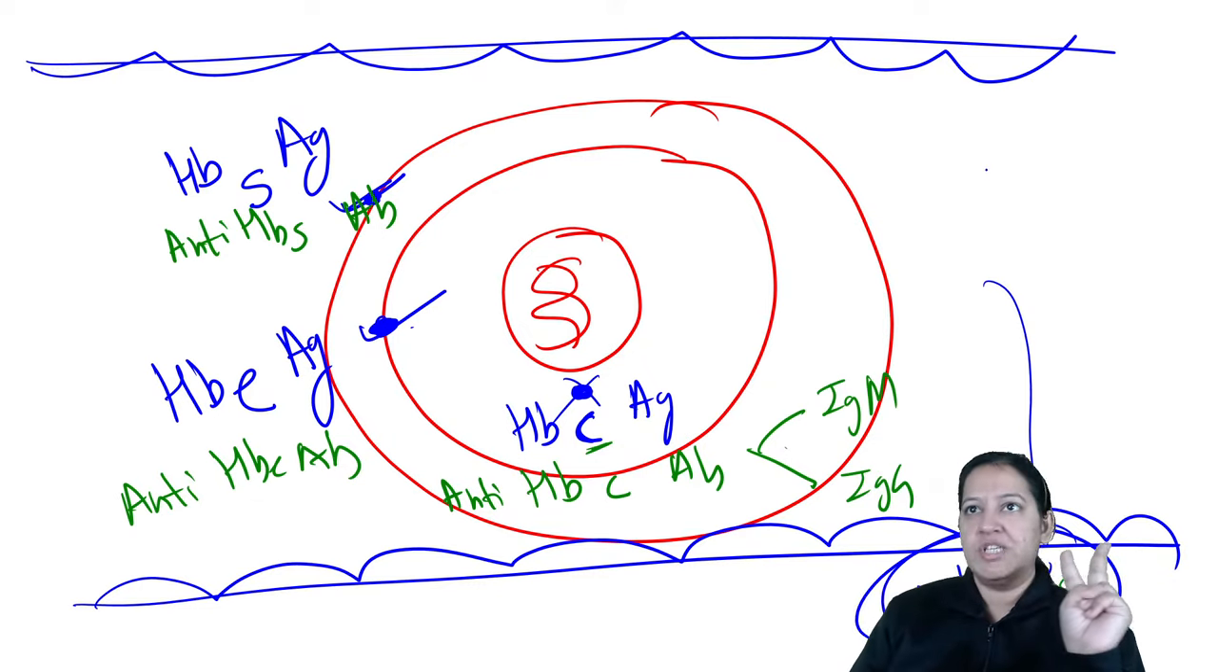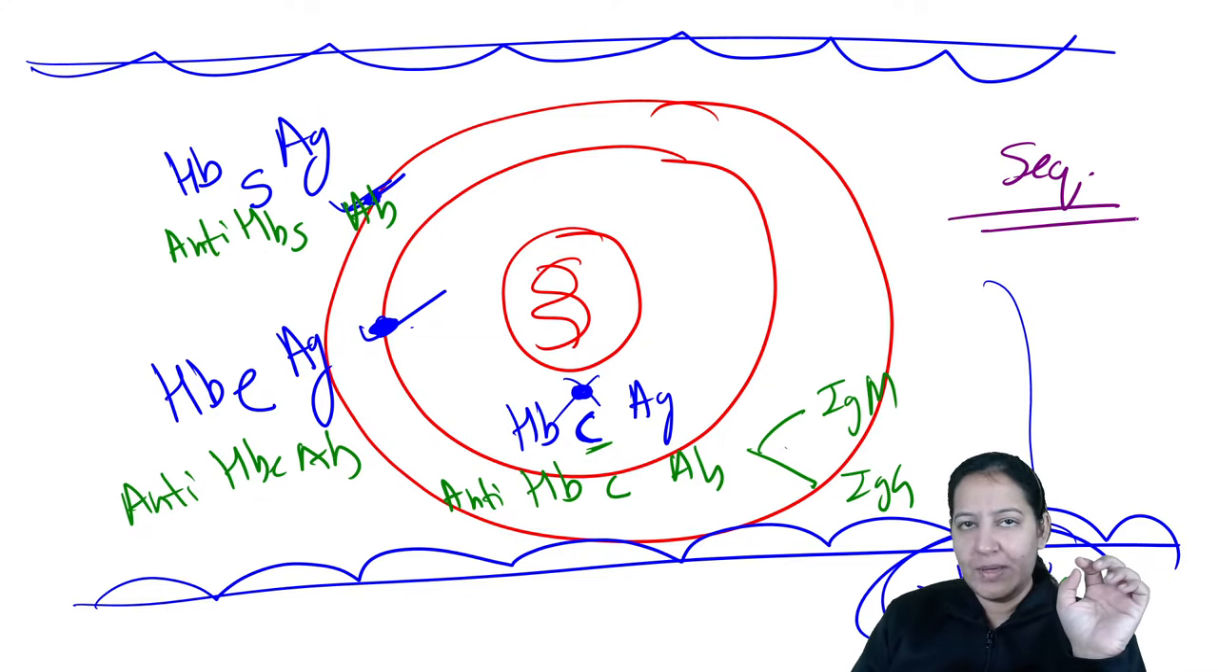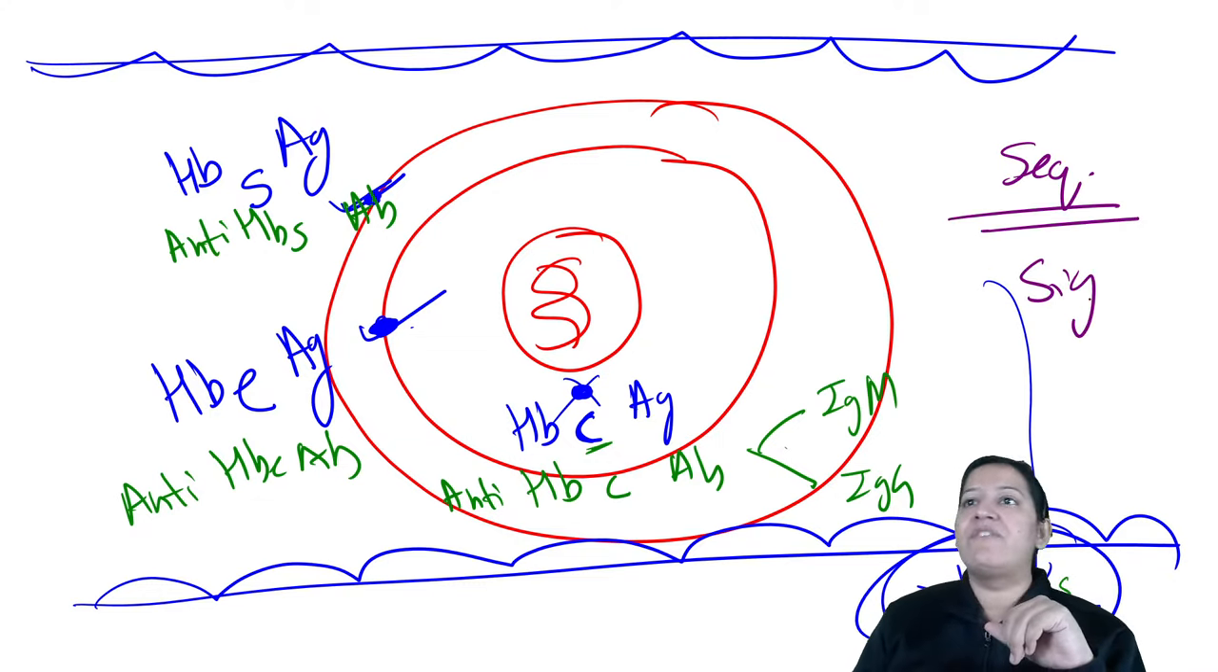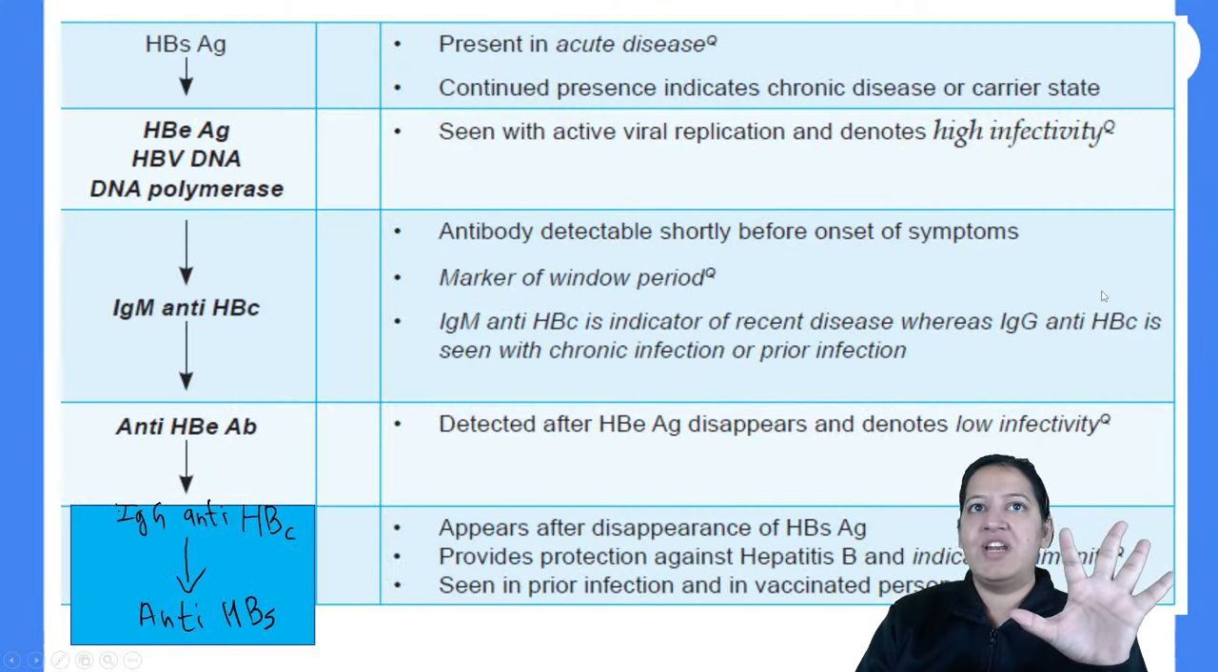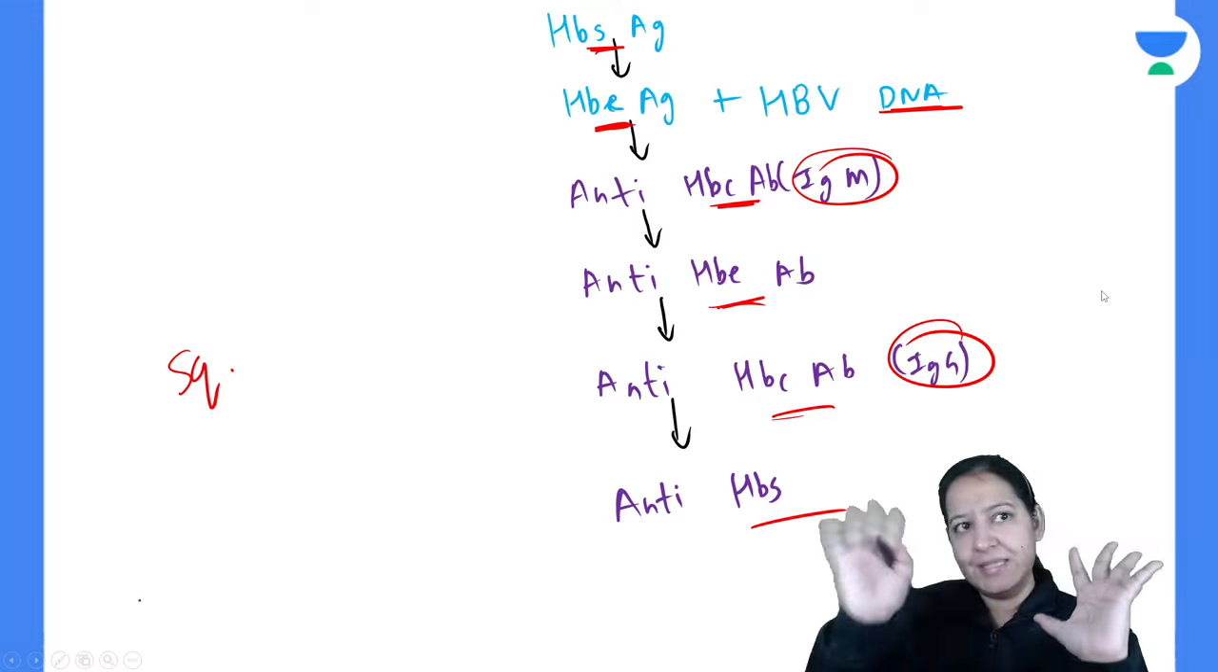Now, there are two questions you have to understand here. Number one, what is the sequence? I have already told you the sequence. And what is the significance of each of them? So let's talk about the significance. So the question is about antigen and antibody. This is the sequence you can see. About the sequence, I have already told you.